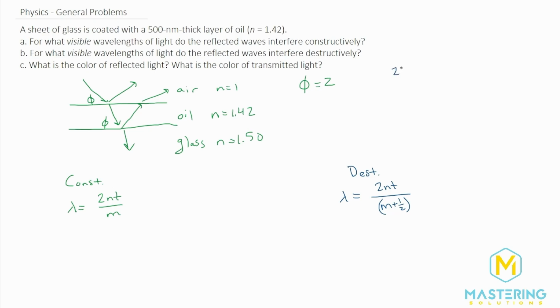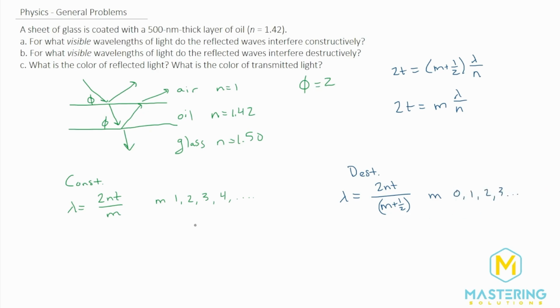Now what I've done is I've rearranged the equation for you already. What it's coming from is 2t is equal to m plus 1/2 times lambda over n. And then, of course, this equation here comes from 2t is equal to m times lambda over n. So don't get confused. I just rearranged it for us. And now one important point to remember for both of these is that for constructive interference, the possible m's are going to be 1, 2, 3, just whole integers up from 1. And for destructive interference, the possible m's start from 0. And so we have 0, 1, 2, 3, etc.